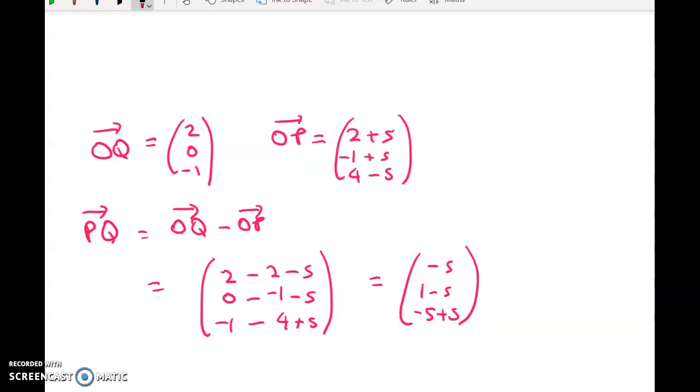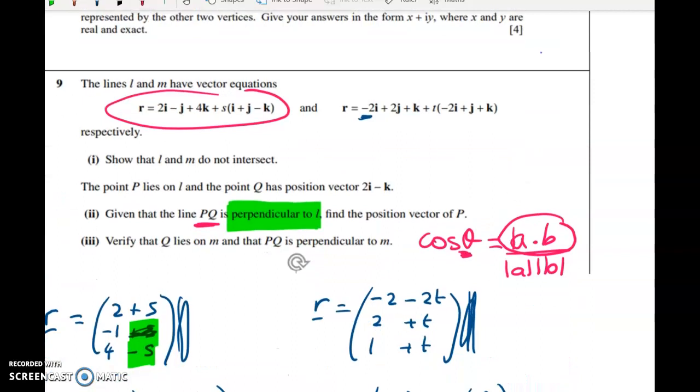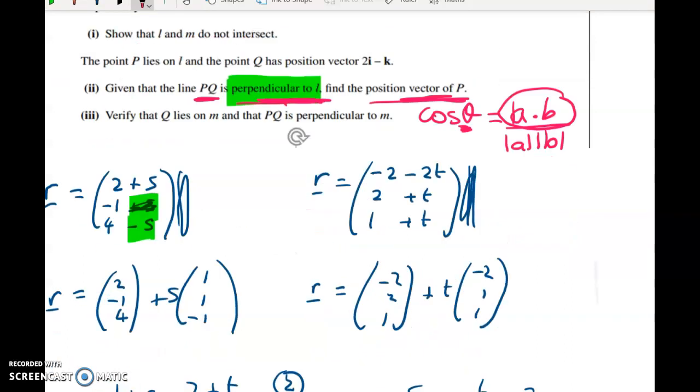Right, what do we have to show again? We have to show that PQ is, where is it? Perpendicular to L. So we know that it's perpendicular to L. We have to find the position vector of P.